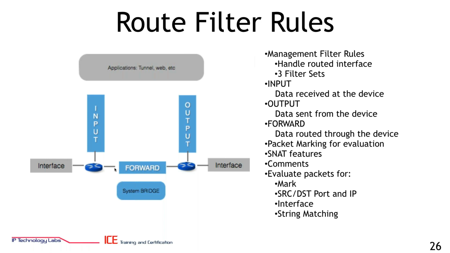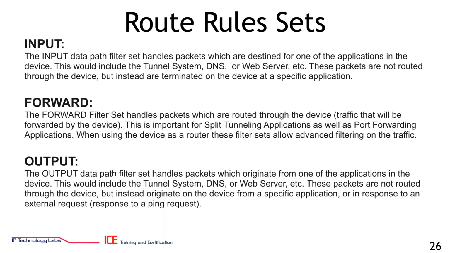So if I'm in a split tunnel mode, or I'm operating like a router and I'm routing traffic from my local port to my uplink port, I would put these rules within my forward filter set. And then you can see here, the bridge rules that we've already talked about are another layer sort of below it. The bridge filter rules that we discussed all operate at layer 2. The routing filter rules operate at layer 3. And you can determine whether you're handling traffic coming into the device, going out of the device, and actually talking to the applications on the device, or routing traffic through the device.